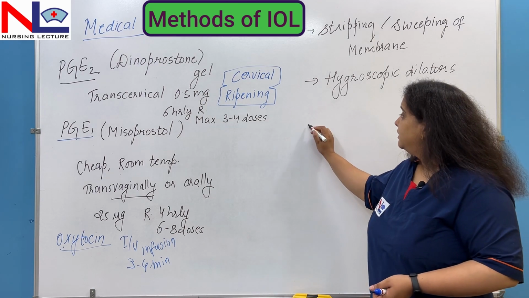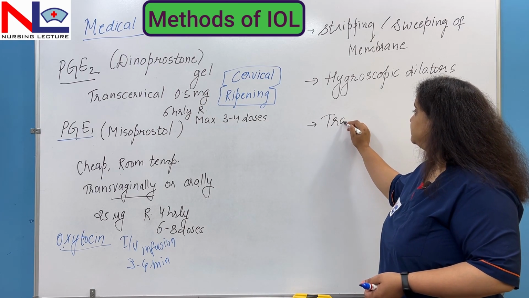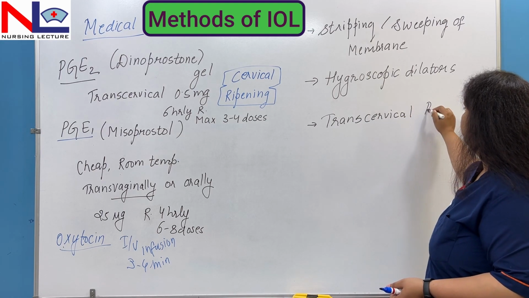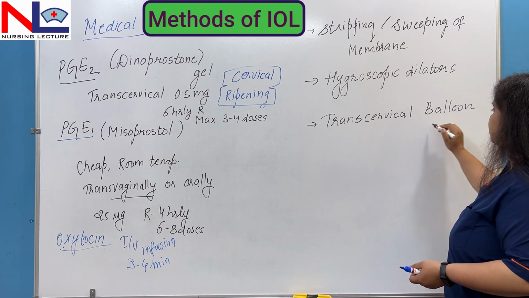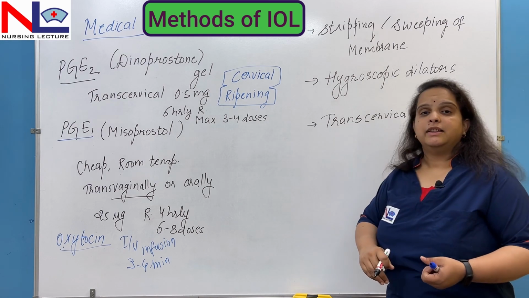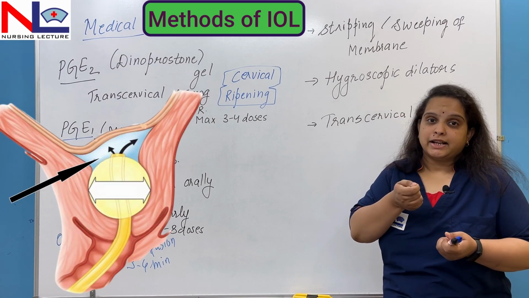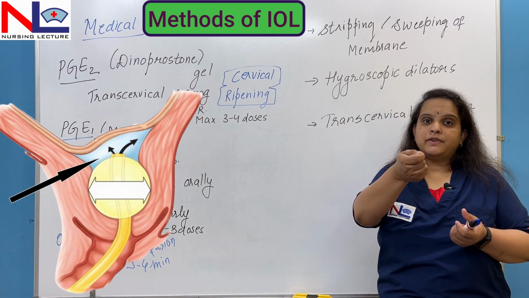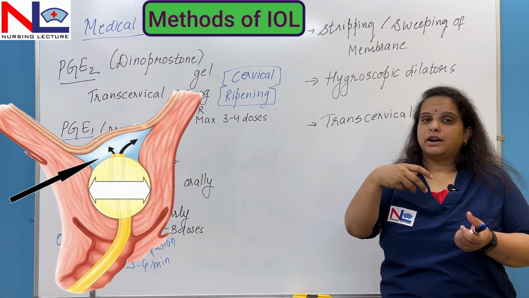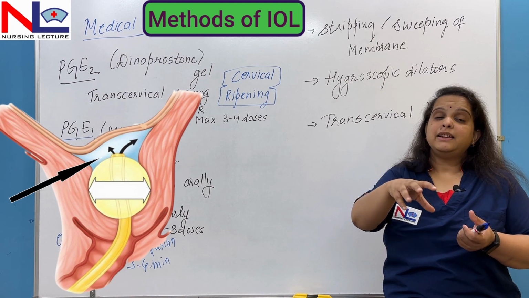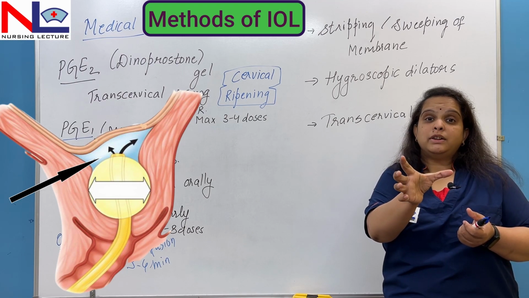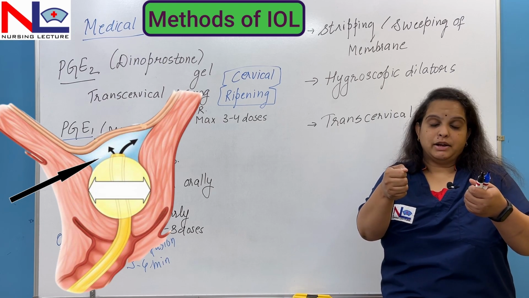Apart from that, the other method is the transcervical balloon catheter. Here we can introduce a Foley's catheter through the vaginal route up to the cervix, and at the tip of the bulb we can infuse around 25 to 30 ml of saline, which inflates the bulb and allows the cervical region to become more dilatable because of the stretching by this bulb.